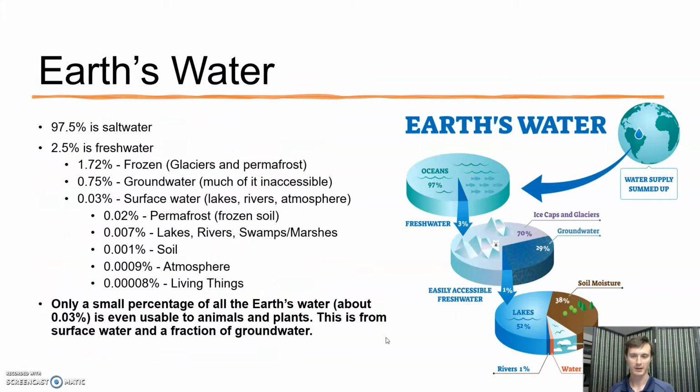I've put it all together here on this slide. Most of Earth's water is salt water. The tiny fraction of it that is fresh water, most of that is frozen. A lot of it is groundwater, much of which is inaccessible to human beings. You have a tiny fraction of the tiny fraction of fresh water that is surface water, lakes, and rivers, and of that, most of it is going to be permafrost, and a tiny percentage of that is going to be in usable form or in the atmosphere or in living things. The point, a small percentage of Earth's water, about 0.3%, is even in any way usable to plants or animals. This is mostly coming from surface water and a little bit from groundwater.